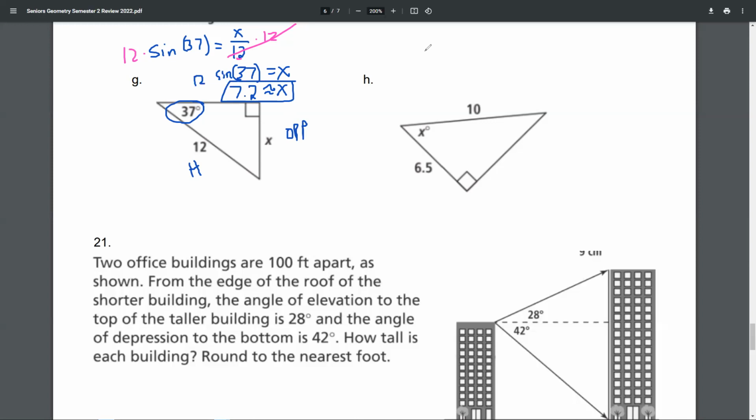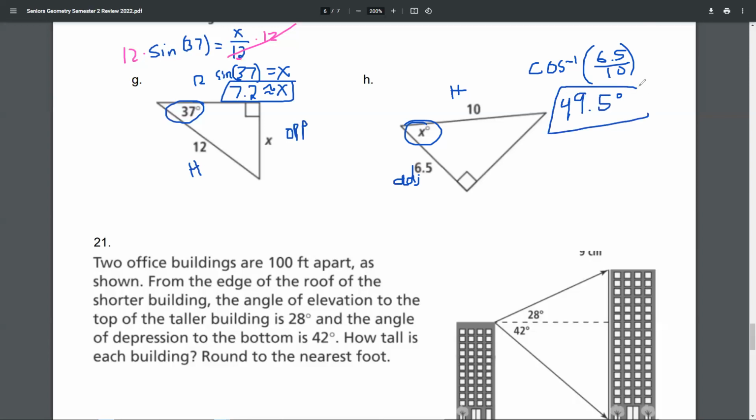All right, next one, we're solving for an angle. So I'm going to label my hypotenuse, circle my angle. 6.5 is next to the x, so that's going to be adjacent. Adjacent and hypotenuse is going to be cosine. So I'm going to do inverse cosine because I'm solving for an angle, of 6.5 over 10. So inverse cosine of 6.5 divided by 10 gives me 49.5 degrees for x.